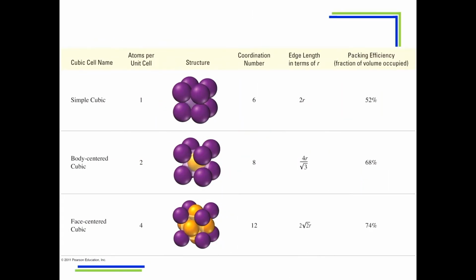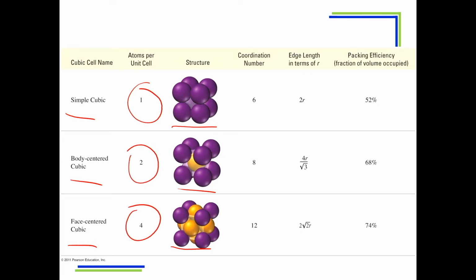So here's kind of a summary of the 3 that you are responsible for. You need to know the names of each of them. You need to know what they look like. And you need to know, lastly, how many atoms are in each unit cell. And of course, my preference for long-term memory is that you understand why those numbers are what they are. And that's why I spent some time doing that.